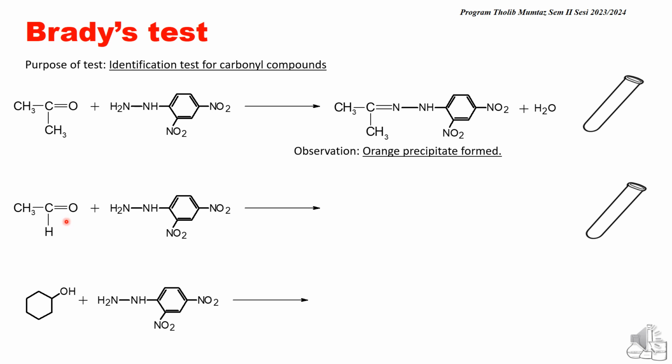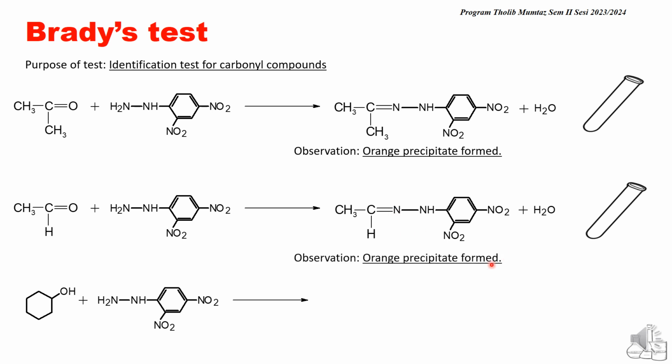Next structure, you are given another carbonyl, but an aldehyde. Same process. In the aldehyde, the C double bond O, only the oxygen will be attached to the hydrogen from the N inside Brady's reagent. This will form the side product H2O. The remaining structure, C double bond, will be attached to the nitrogen. And this will also have an orange precipitate formed.